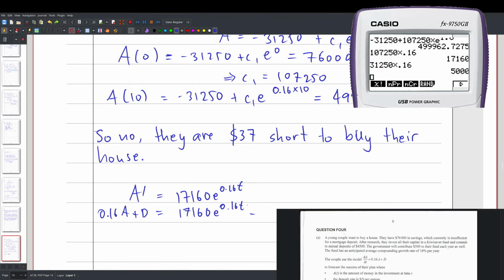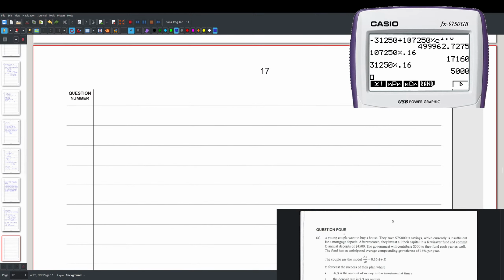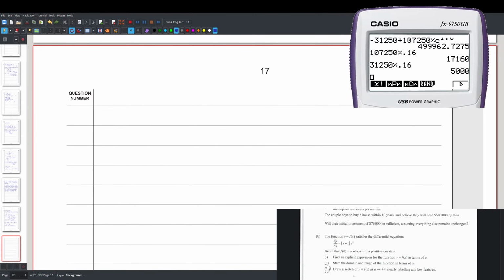Oh yeah, so it is correct. It is correct. Okay, I don't know what I was thinking, but it seems correct. The function f of x satisfies a differential equation. Why is it always differential equations? Okay.